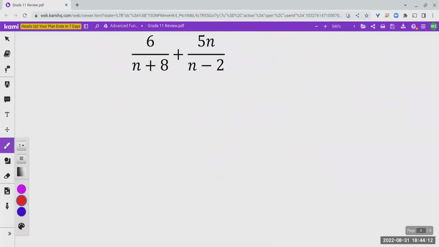So let's talk about addition and subtraction. You learned this, I think, in grade 6. When you add two fractions together, it is not as simple as just adding them together. You have to find the common denominator and then add them. Okay.